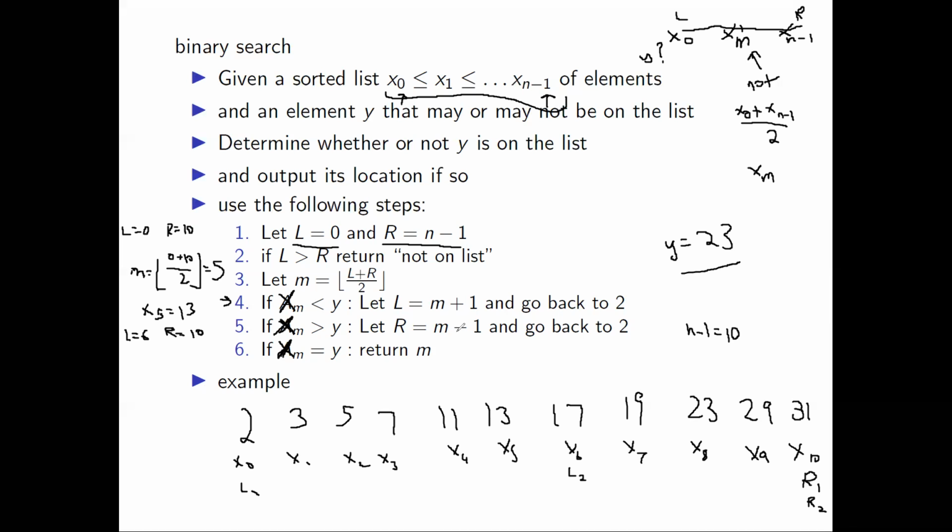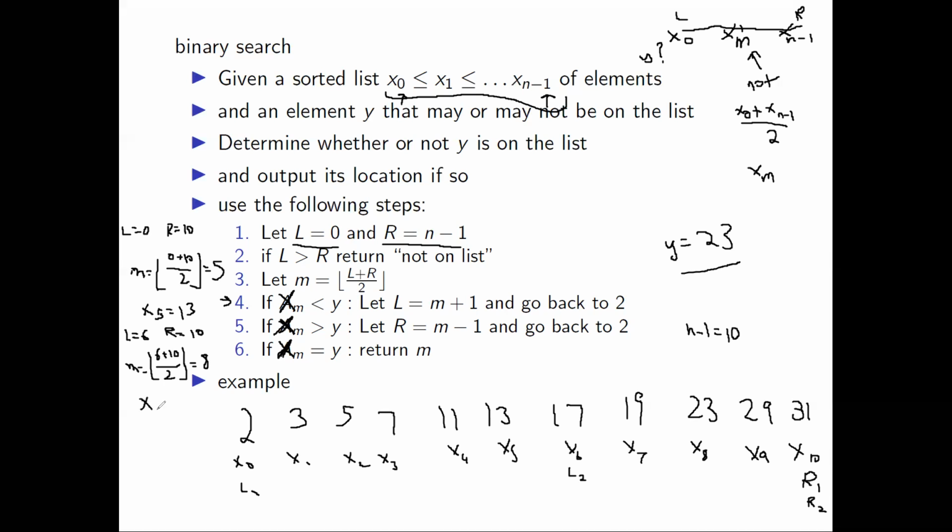And we have to go back to step 2. Step 2: if L is greater than R, return not on list. Well, L is not greater than R, so we're fine. So we'll go to step 3. Let M equal floor function of (L plus R) over 2. So M here is floor function of (6 plus 10) over 2. That gives us 8. So that's our new M. We got M equals 8.